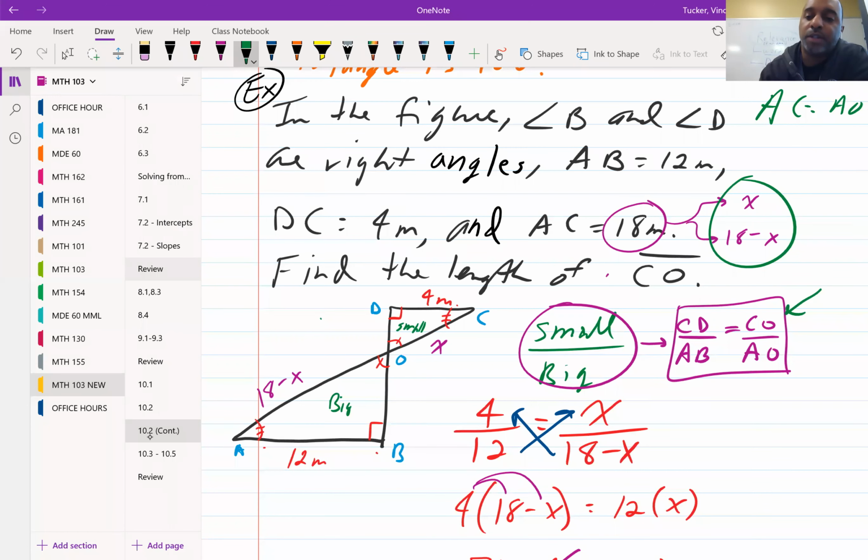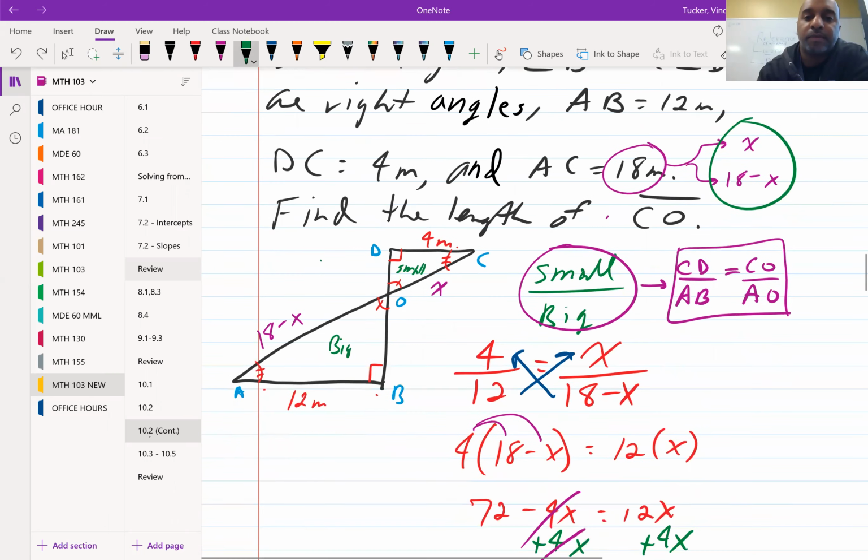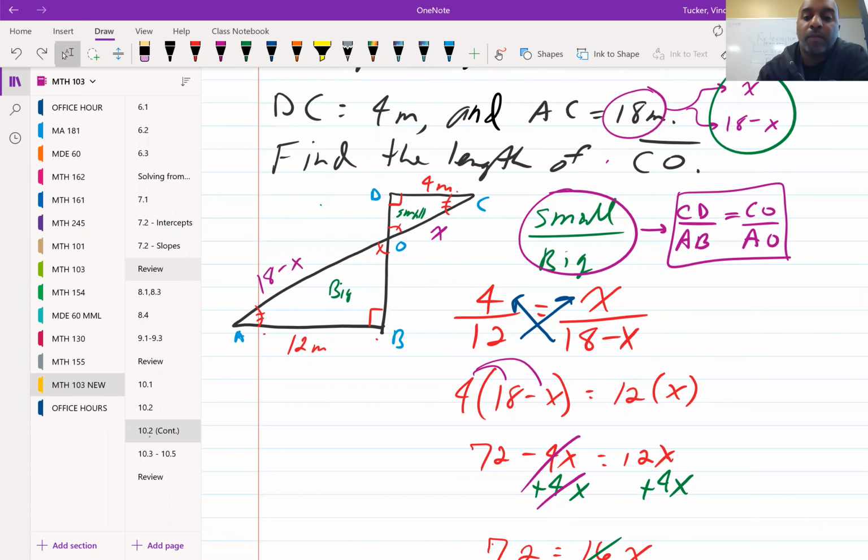And that's why I have this right here. And once again, setting up my proportion is small over big, small triangle sides over the larger triangle sides. So it'd be 4 over 12 equal to X over 18 minus X. Cross multiply. 4 times 18 minus X equal to 12X.